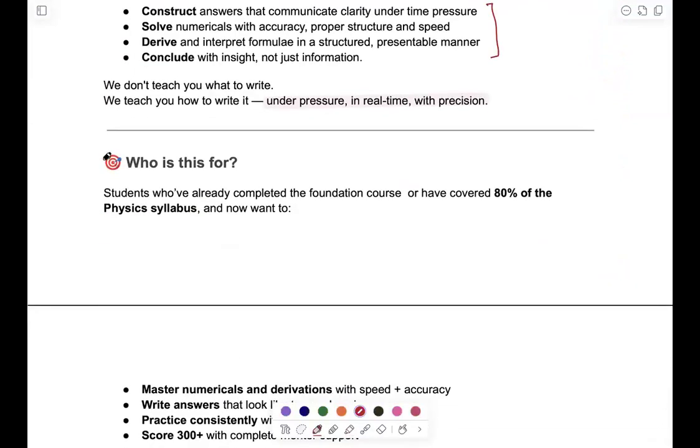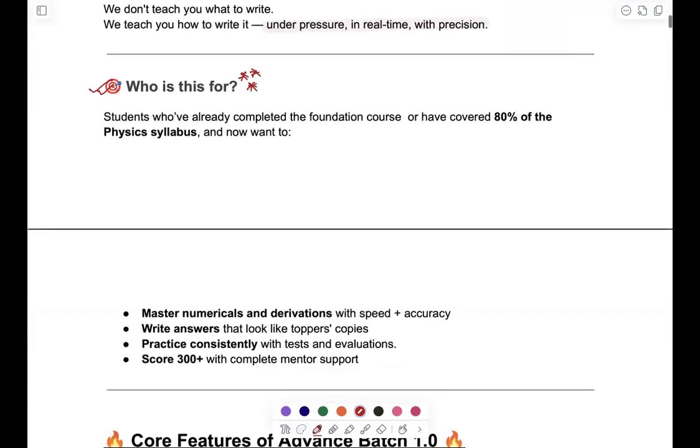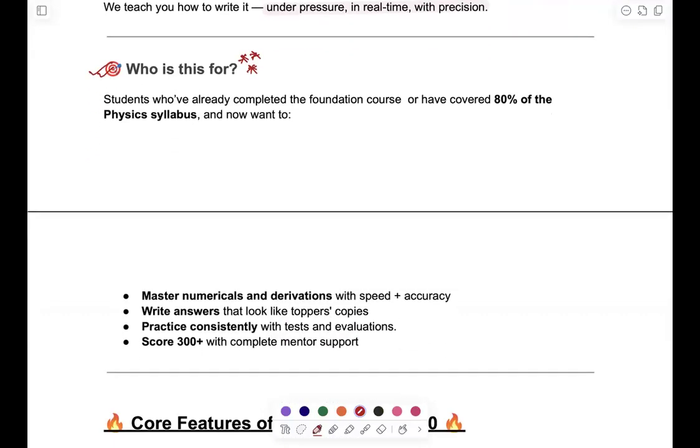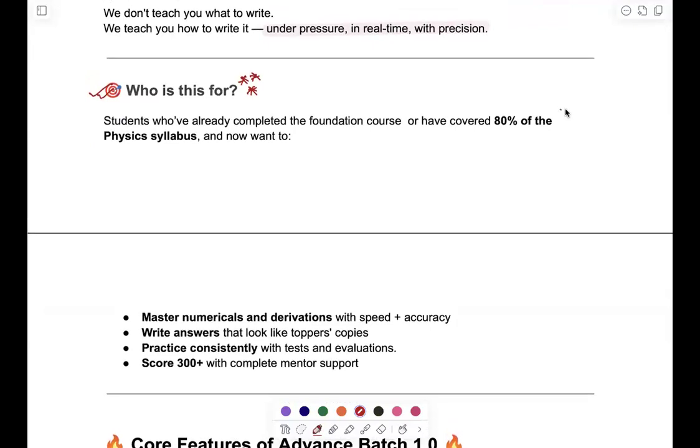Who is this for? This is very important. Sometimes a course might seem very attractive to you, but you should understand whether it is fruitful for you or not. To understand that, please see this. If you are in this category, then only join it.